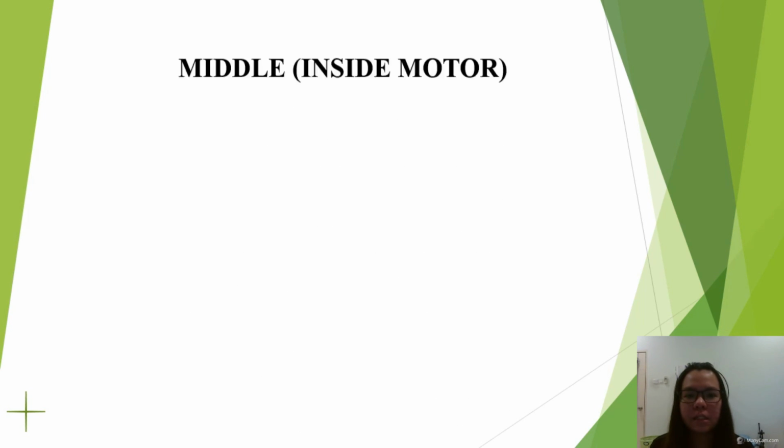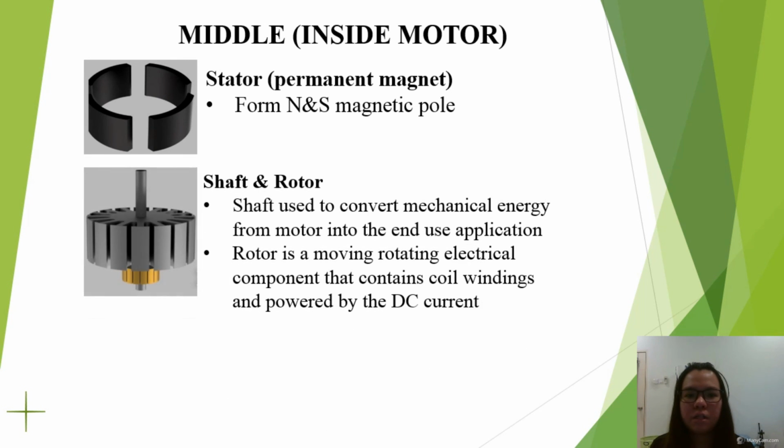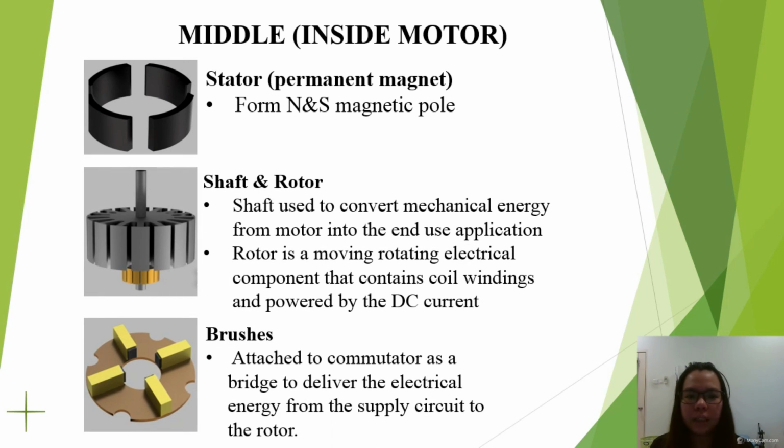Okay, the next part is the middle part, which is inside the motor, and there are 3 main components in the motor. The first is the stator, which we normally call the permanent magnet. When we remove the cover and look inside the motor, we can find these 4 magnets, and they will form a north and south magnetic pole.